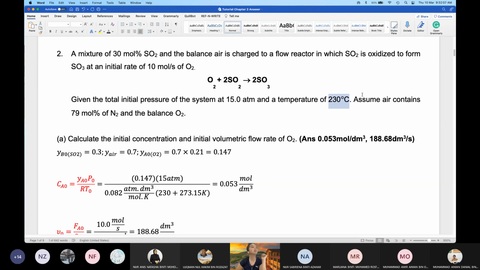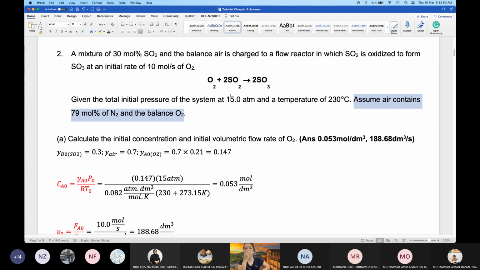Dan dia kata sekarang, air contains 79 mole percent nitrogen gas and the balance oxygen gas. So remember just now, kita ada 30% SO2, kita ada 70% air. So dalam 70% air ini, okay, ada 79% N2, baki 21% O2. So kalau bayangkan dalam 70% air ni, dia punya composition dia pula terbahagi kepada 2, which is 79 mole percent N2, 21 mole percent O2. Yang 21 mole percent ni lah sebenarnya yang digunakan untuk the reaction.